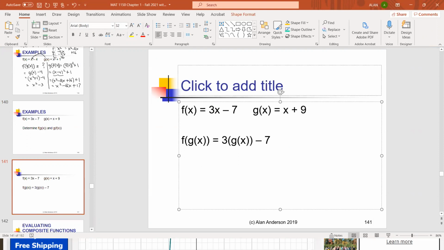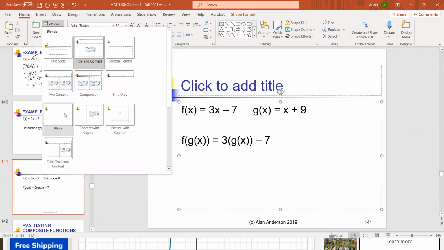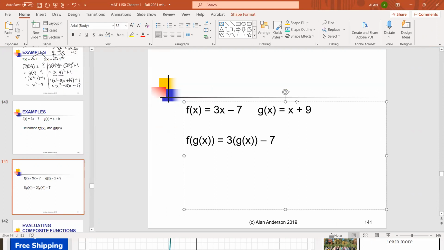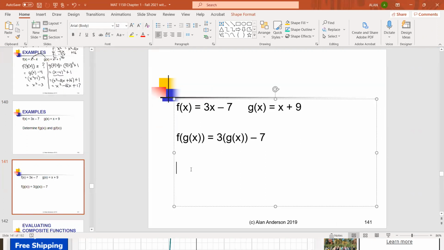There's a hint for the first one. So remember, just take x and replace it with g of x. All right, and if you do that, what's your answer? Okay, now watch this. Oh, by the way, does anybody have an answer?